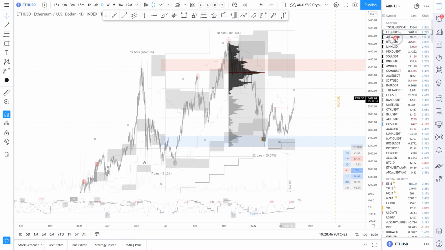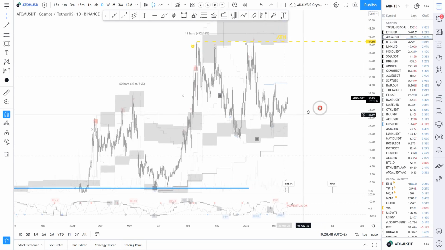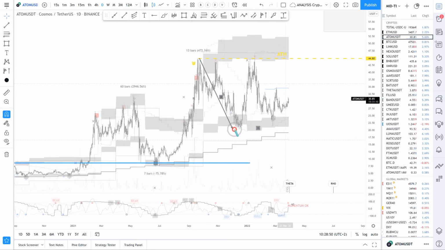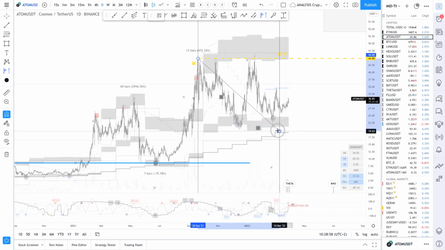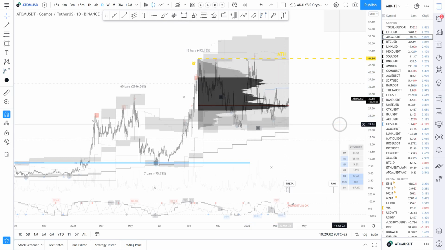Okay, so ETH. Then comes Atom. In here, the technical structure, same old thing, big mature range. Lots of volume in here because the all-time high still remains in this flat range structure. So this is what we have. Oh boy, so much volume in here, meaning that there is absolutely no technical resistance.